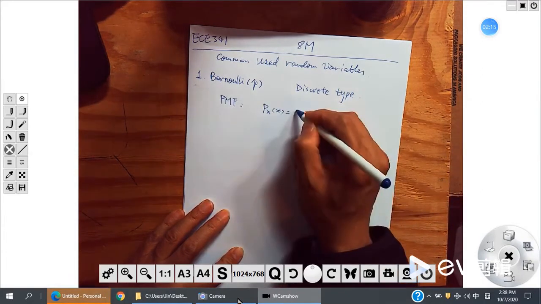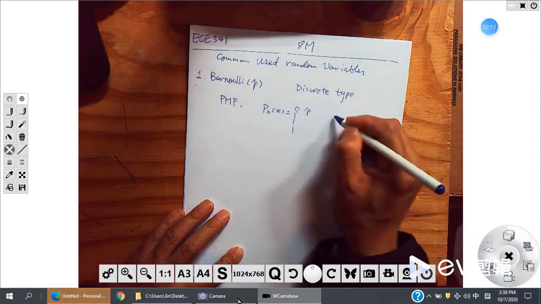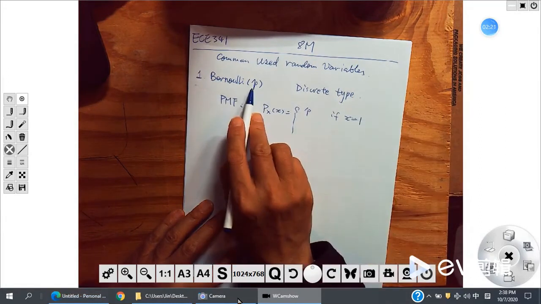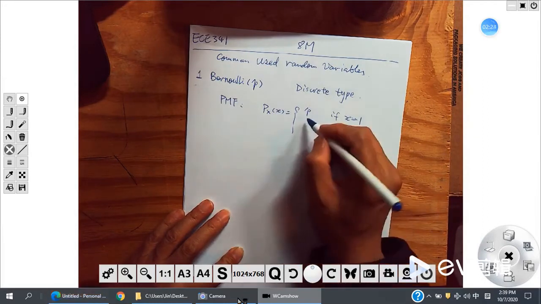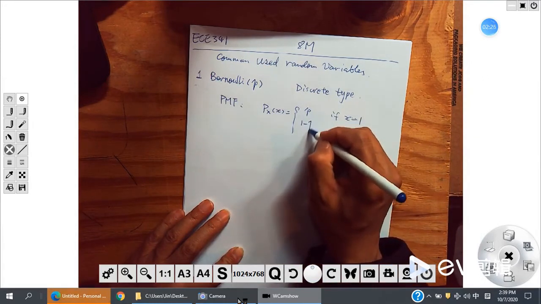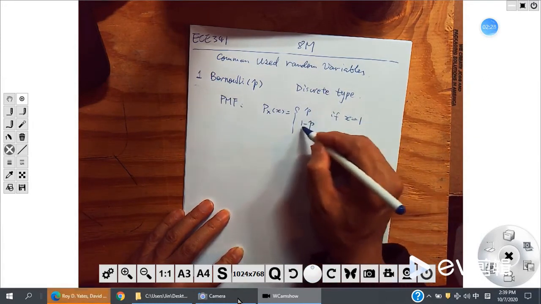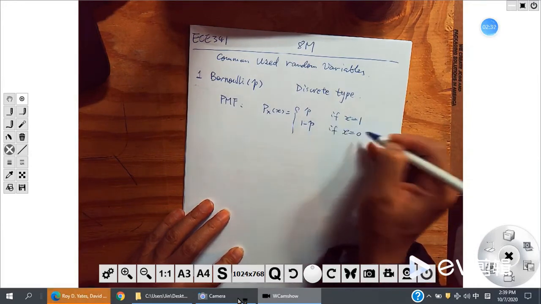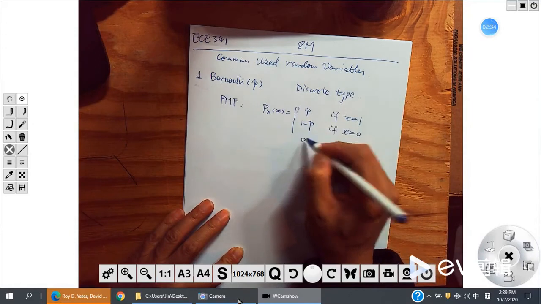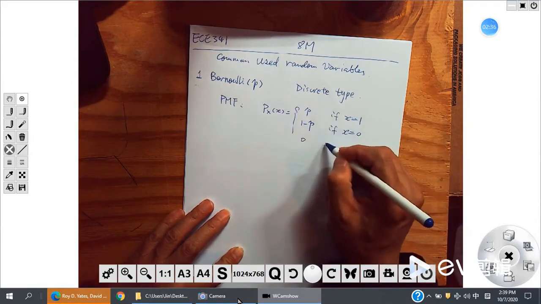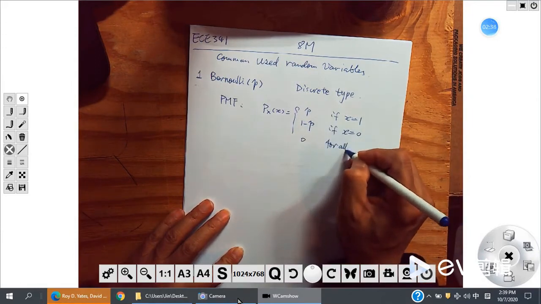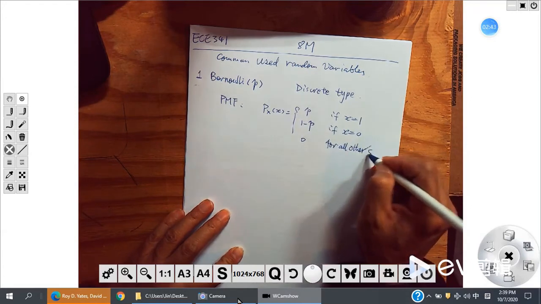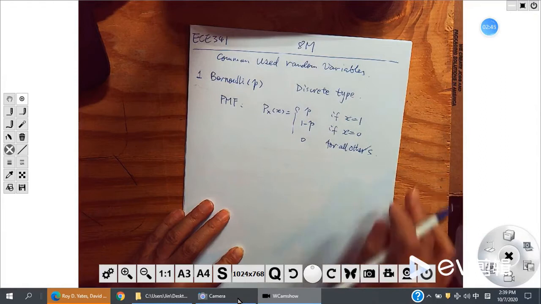It will be p if x equals 1. So this is the p here. And then the other probability will be 1 minus p if x equals 0, and the probability will be 0 for other values of x, for all the others. You can say otherwise, right?